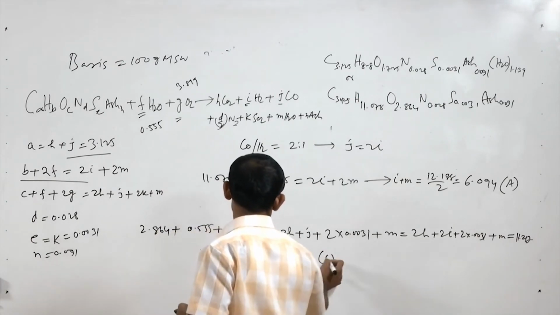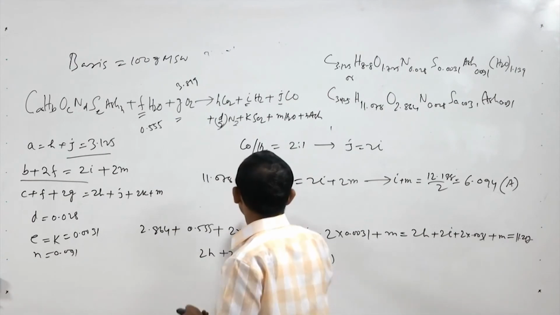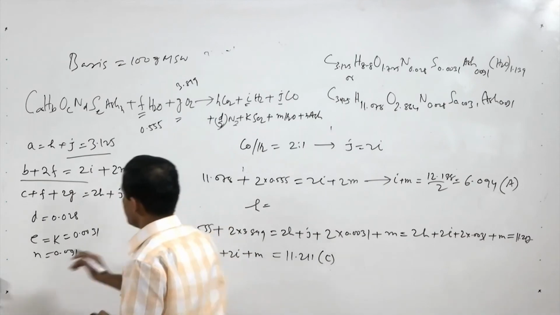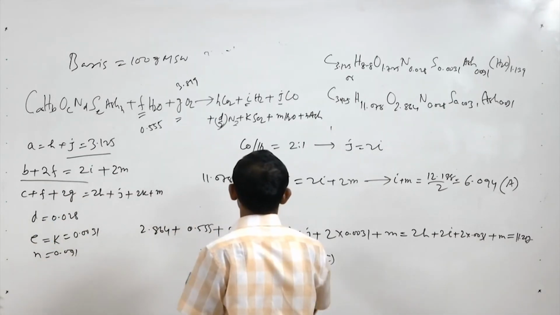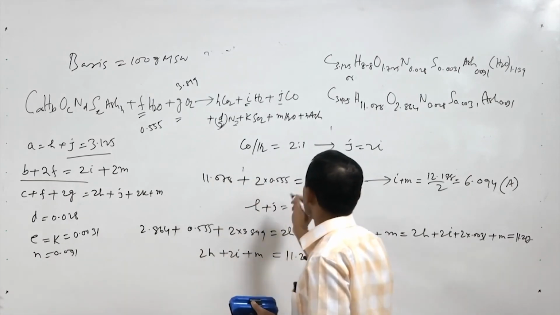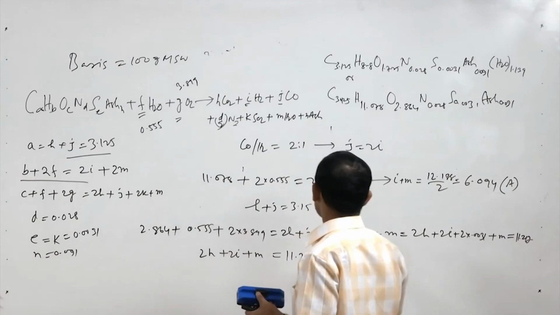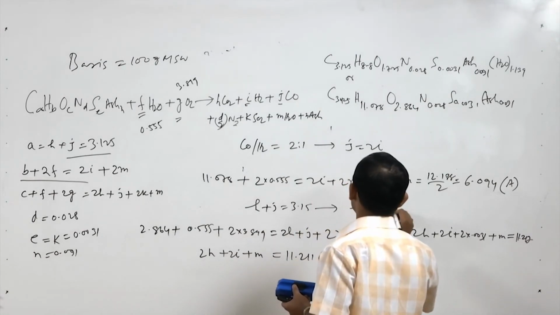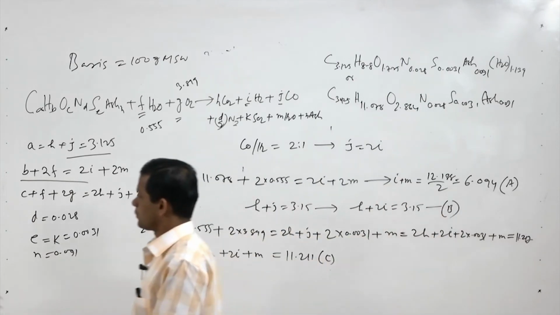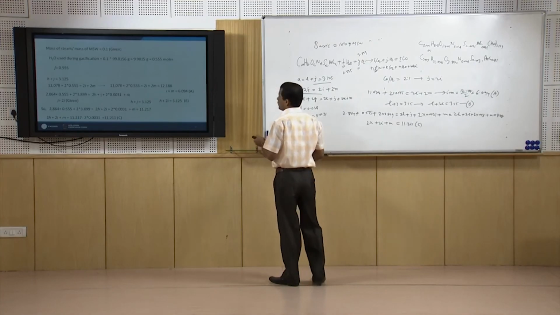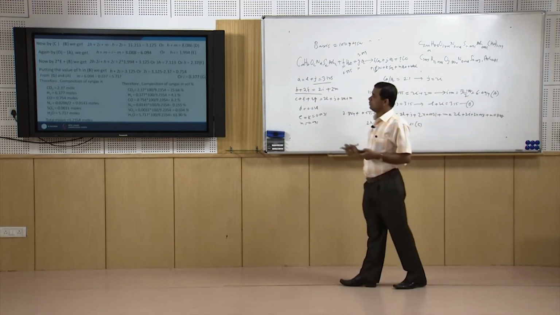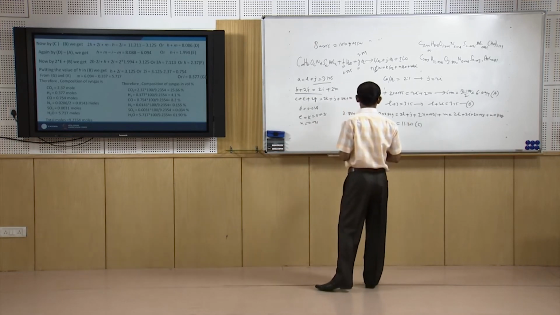So, we are putting it equal to C, and we have H plus J is equal to 3.15. If we put J equal to 2I, we can write H plus 2I is equal to 3.15. So, we are putting it equal to B. Now, by using this A, B, C, we can calculate the value of H, I and M.